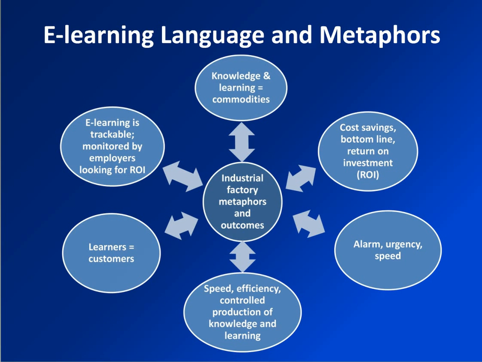Servage reviewed literature surrounding e-learning in workplace applications and found that it is represented through different language and metaphors, primarily industrial factory metaphors and outcomes. She talked about how knowledge and learning are considered commodities, and also cost savings, bottom line, or return on investment take priority. The literature underlines how speed, efficiency, and controlled production of knowledge and learning is important to companies, and there's also a tone of alarm, urgency, and again speed to the literature. In many organizations, learners are treated as customers, and e-learning is trackable and monitored by employers looking for a return on investment.